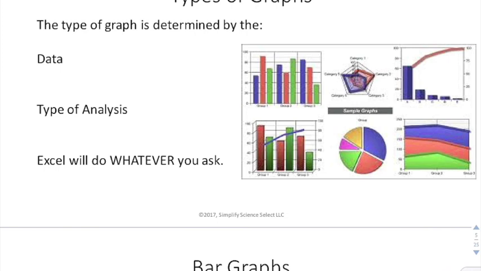So the types of graphs you can see, there's always going to be data. There's always going to be a type of analysis that you want to do. And if you ever use Microsoft Excel or Google Sheets or some sort of spreadsheet program, they will always do what you ask them to do. It is up to the user to determine what type of graph should be used. And the user shouldn't just guess and say, oh, this makes it look better. It should be based on the type of data that you have.